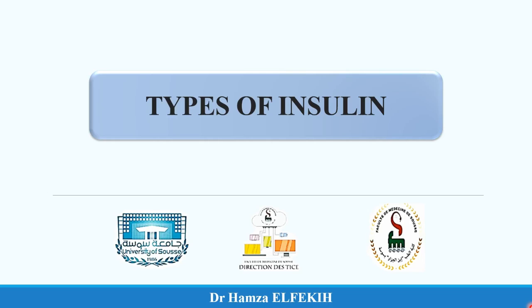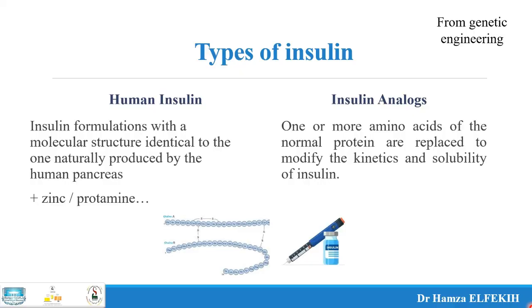Good morning. We will see in this video types of insulin. Insulin is produced by genetic engineering. Schematically, we have human insulin and insulin analogs. For human insulin, its molecular structure is identical to the one naturally produced or secreted by the human pancreas.